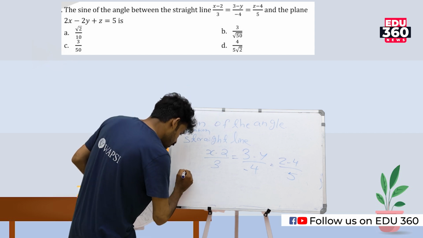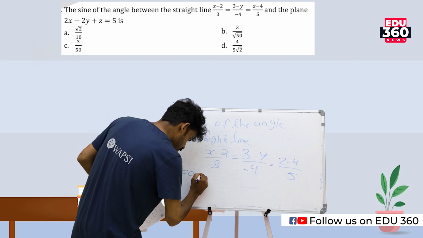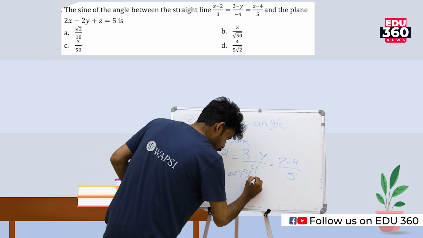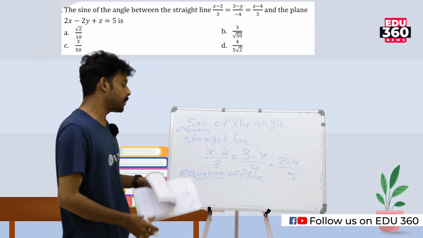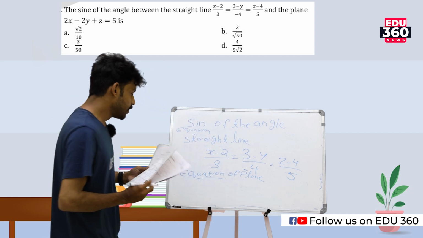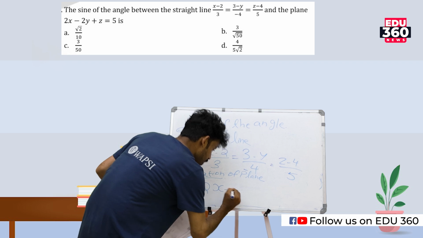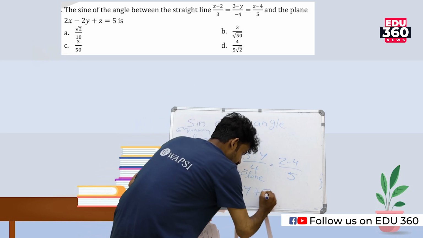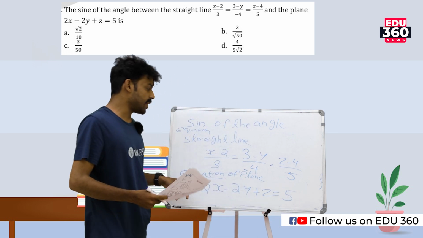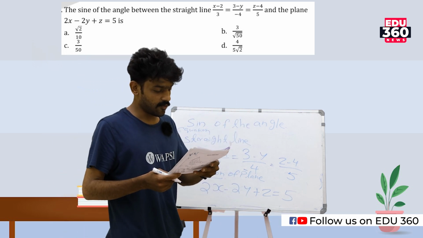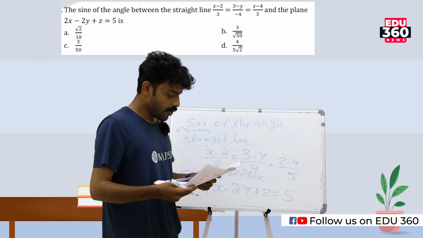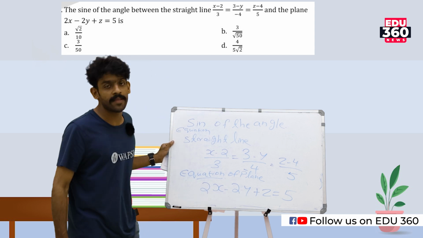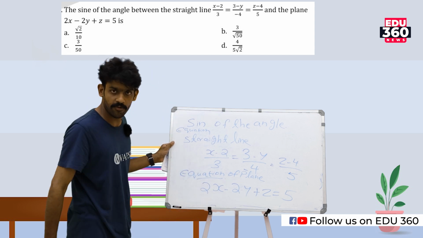The equation of the plane is given as 2x minus 2y plus z is equal to 5. So this is the equation of the plane that is given in this question. From this, first of all, we need to find the sine of the angle between the straight line and the plane. So this is the question.